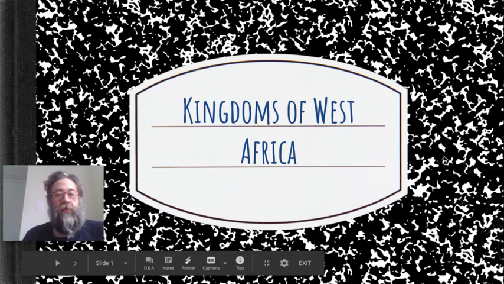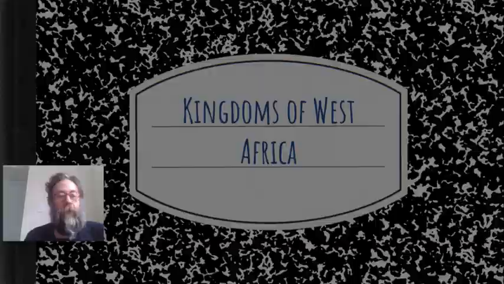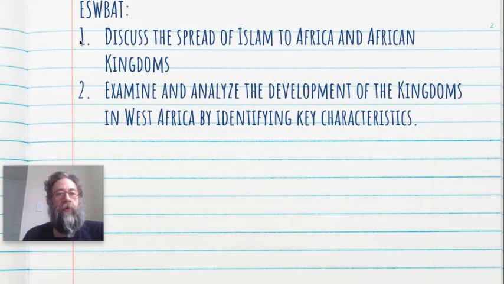We're getting started today with Kingdoms of West Africa, and no reason to waste time. Let's go. So, Eagle Scholar, we have two objectives for the day. One, we need to be able to discuss the spread of Islam to Africa and the African kingdoms. Two, we're going to examine and analyze the development of the kingdoms in West Africa by identifying key characteristics.